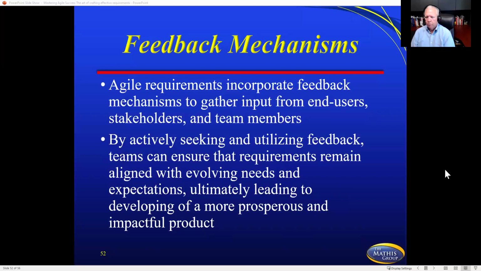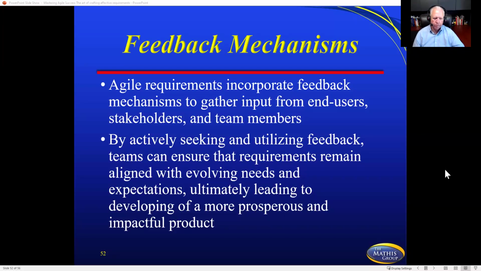Feedback mechanisms. Of course, you're doing a lot of this face to face. A lot of times people forget this. This is not an email exchange. This is where we're doing it face to face. You say, well, wait a second, what if we're not co-located? Then you do it virtually. You want to do as much of it probably verbally as you can, just to speed things up.